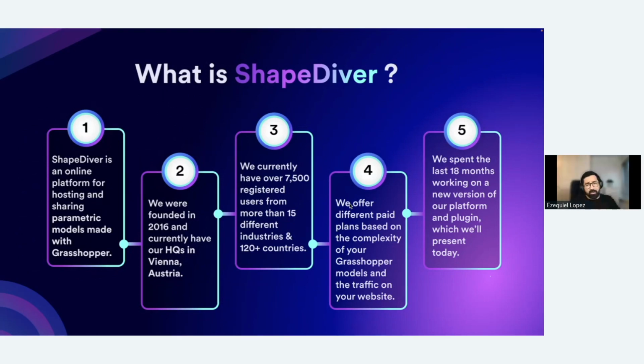We were founded in 2016, and we currently have our headquarters here in Vienna, Austria. We're in Europe. We currently have over 7,500 registered users from more than 15 different industries and 120 plus countries. What does this mean? This means that Grasshopper is used a lot in a lot of industries around the world, right? Which is great. We love to be part of this vibrant community.